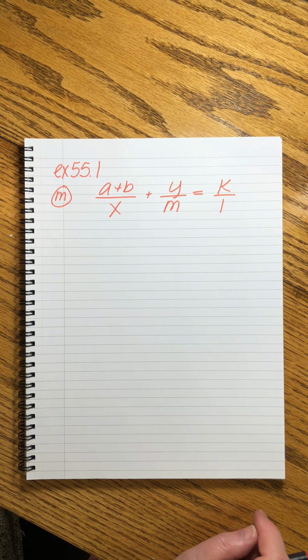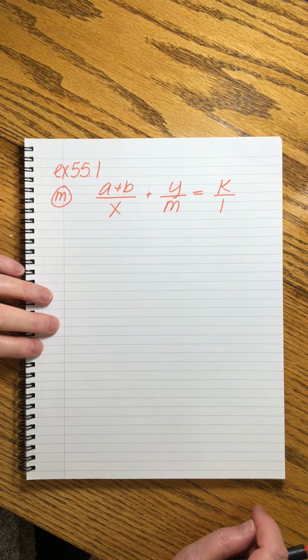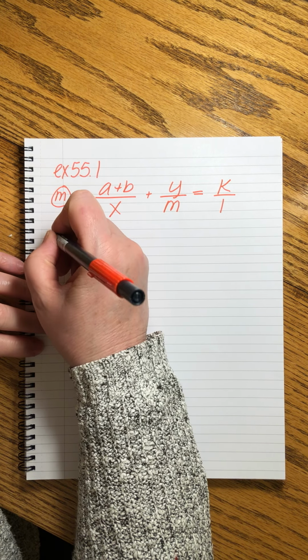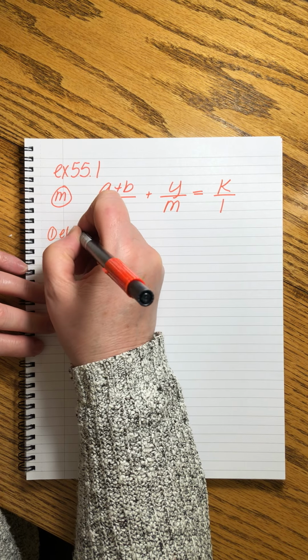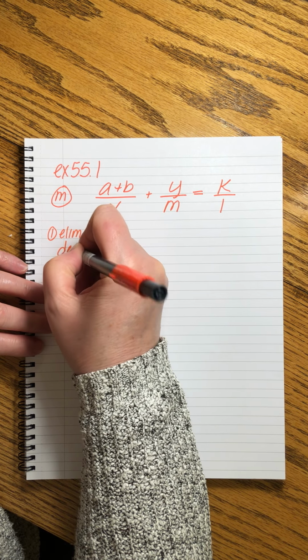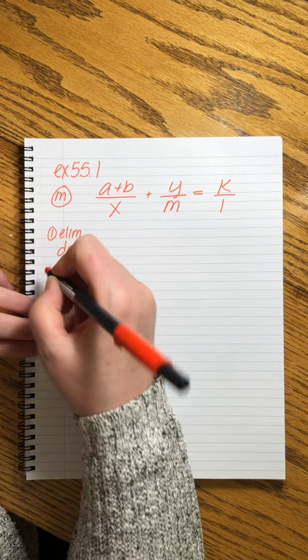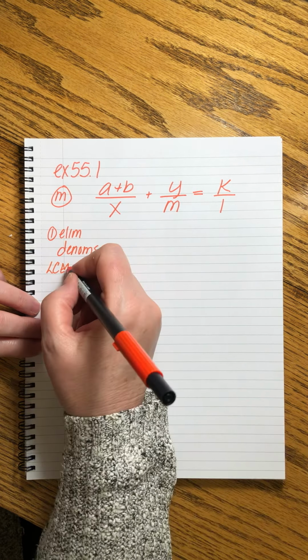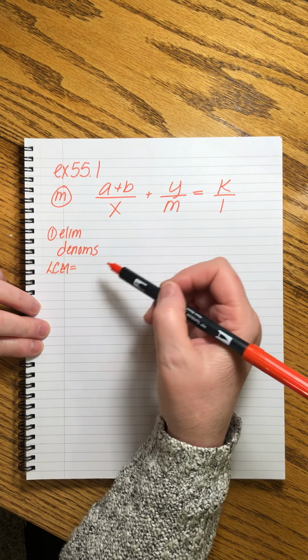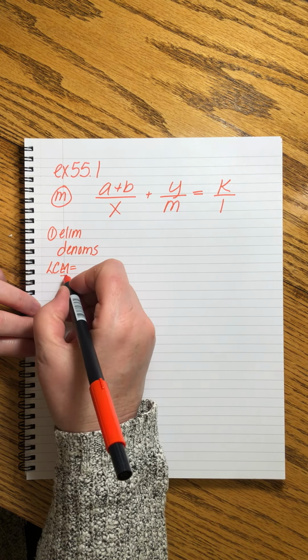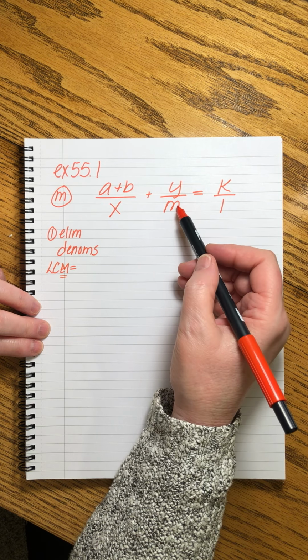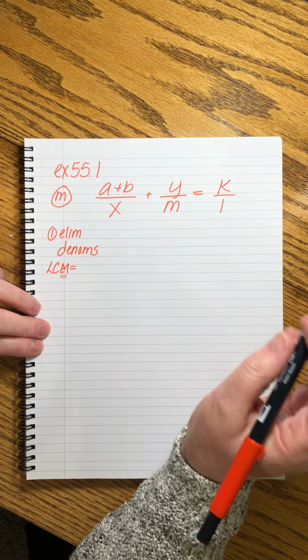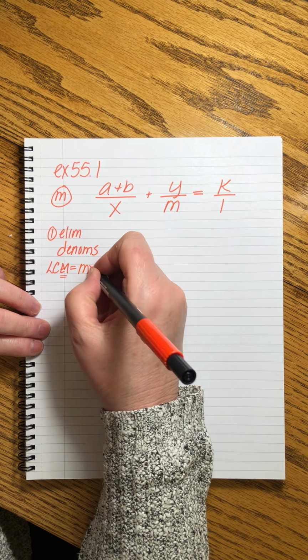All right, I said that as a first step, eliminating denominators is a good way to go. So that's what we're gonna do first. We're going to eliminate the denoms. And remember, we do that by using the least common multiple. Least common multiple we can only get by multiplying. That's what the M stands for. So x times m times 1. The 1 I can ignore. And I'll just write that in alphabetical order.